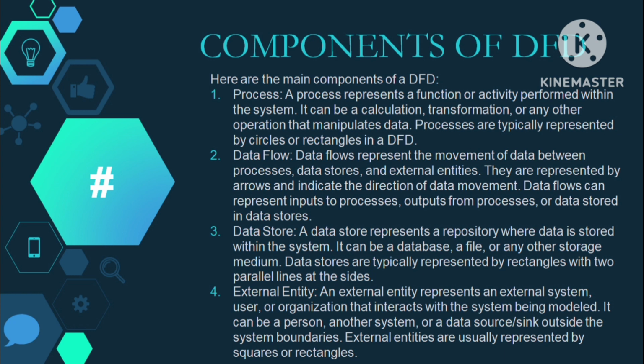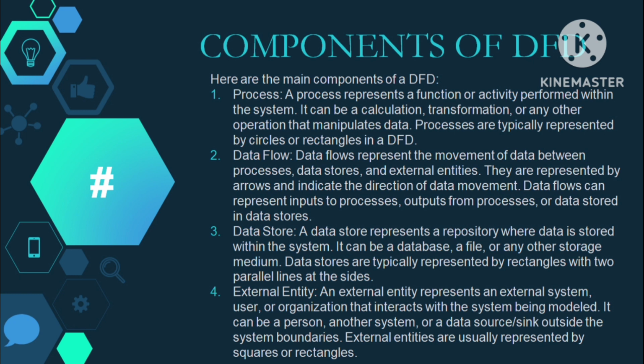So firstly, what is a process? A process represents a function or activity performed within the system. The task performed on the data is known as a process, and a process is represented by a circle. Somewhere, rounded-edge rectangles are also used to represent a process. Now the next is data flow. The movement of data in the system is known as data flow, and it is represented with the help of an arrow. The tail of the arrow is the source and the head of the arrow is the destination.